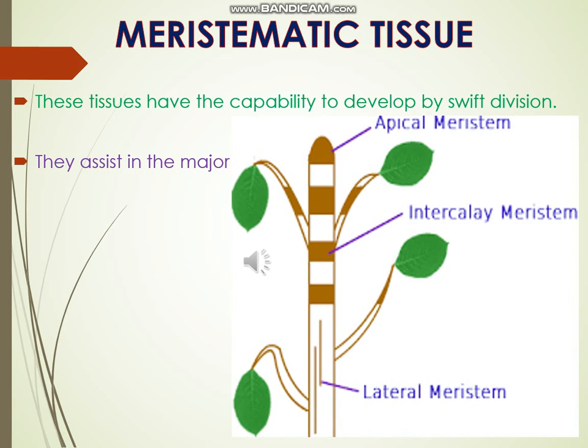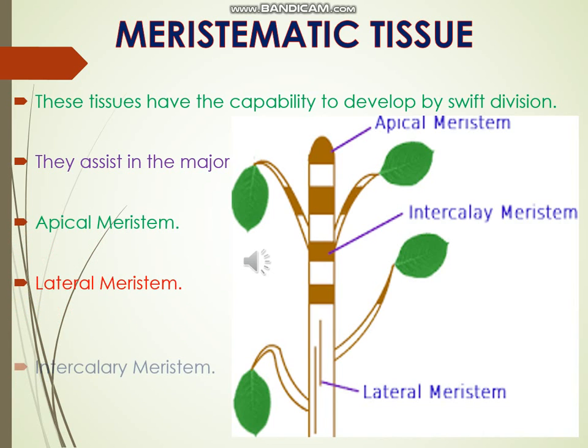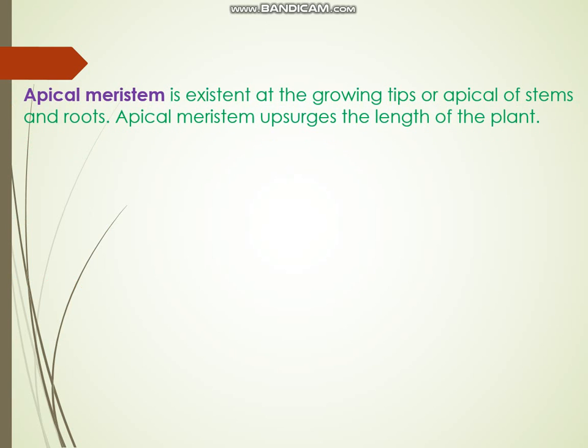Depending on the sections where the meristematic tissues are existing, they are categorized as apical meristem, lateral meristem, and intercalary meristem. Let's see these cells in some detail. First one is apical meristem. Apical meristem is extended at the growing tip or apical of the stem and roots. Apical meristem upsurges the length of the plants.